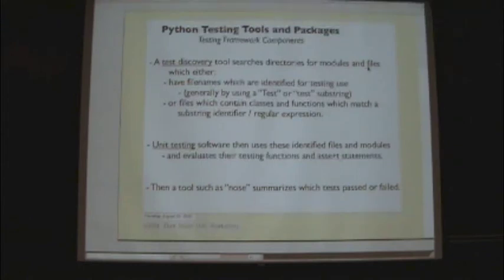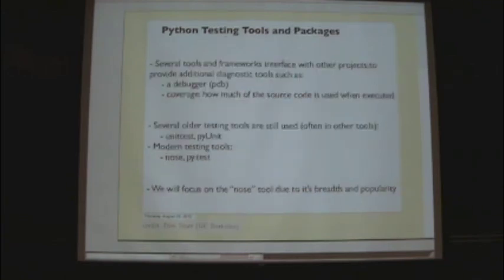It'll find all those tests, run them, and then report back to you a summary of which ones passed and failed. Depending on how you invoke Nose, it'll also allow you to invoke the debugger: as soon as there's one error, just put me in the debugger in that state, wherever the thing failed. I want to take a look around and see what's going on. Like I said, there are several tools and frameworks, but we pretty much just use Nose because that's the community standard at this point.